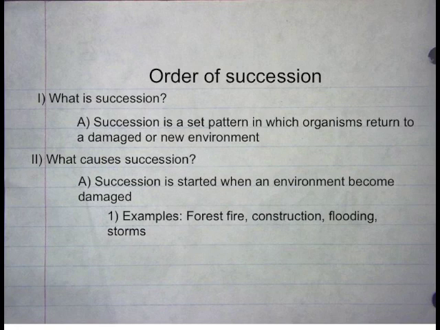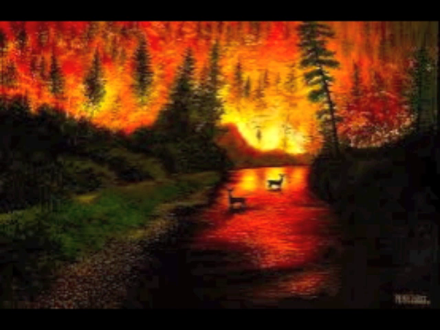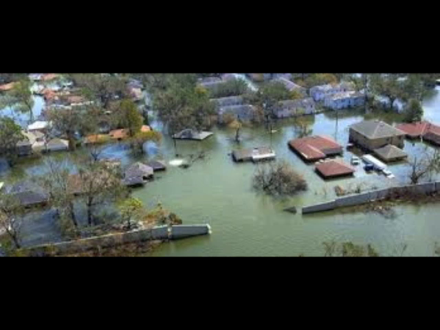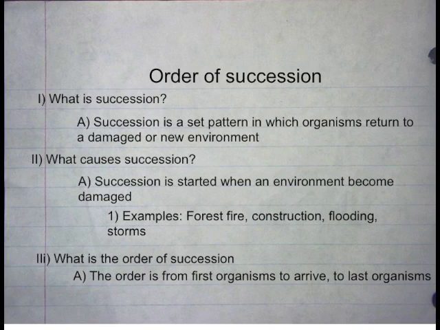What causes succession? Succession is started when an environment becomes damaged. Examples: forest fire, construction, or flooding. In a fire or other such major event, most of the existing organisms in an area are wiped out. This is not to say that all life in the area is destroyed, but rather most of the visible life is put away. This, however, means that it can regrow and redo the ecosystem that it was before, given enough time. What is the order of succession?